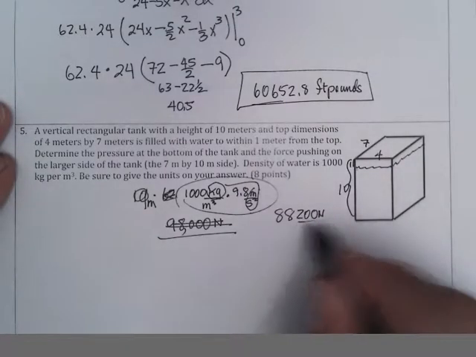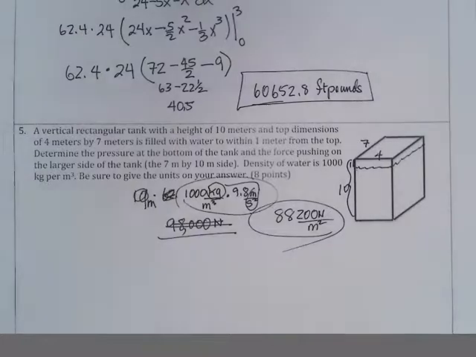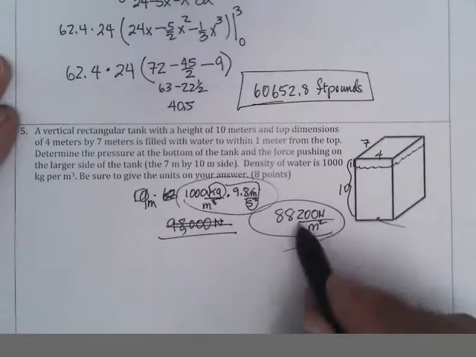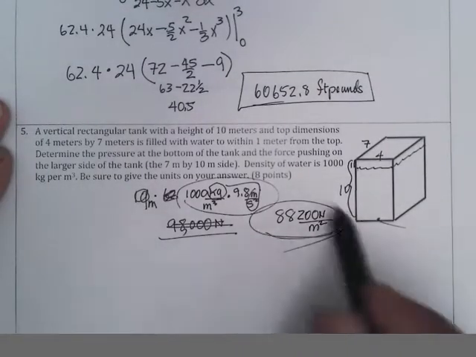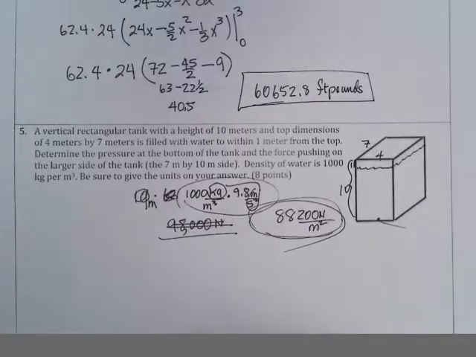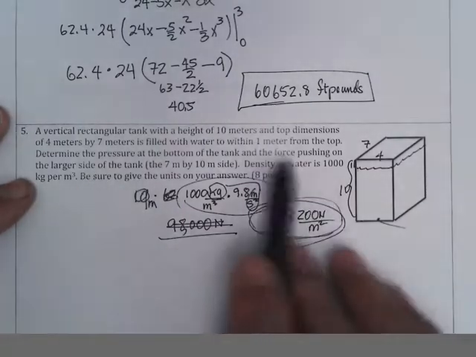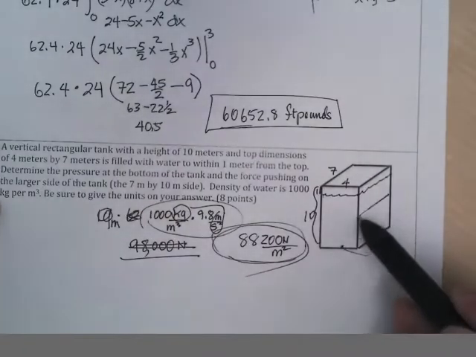Newtons per meter squared is the pressure at the bottom. If you were to hook up a hose on there, that would be the pressure. You can convert it to PSI if you want, but that's in the metric system. Now, the next thing was, what is the force pushing on this side?